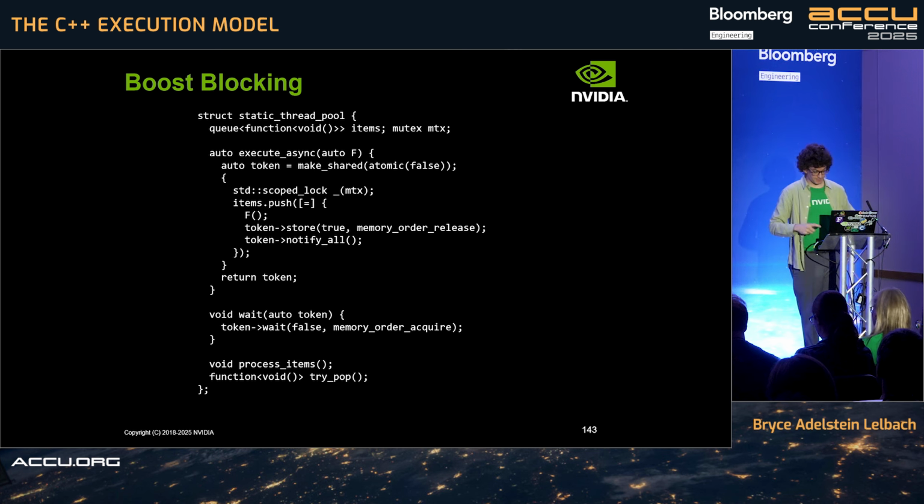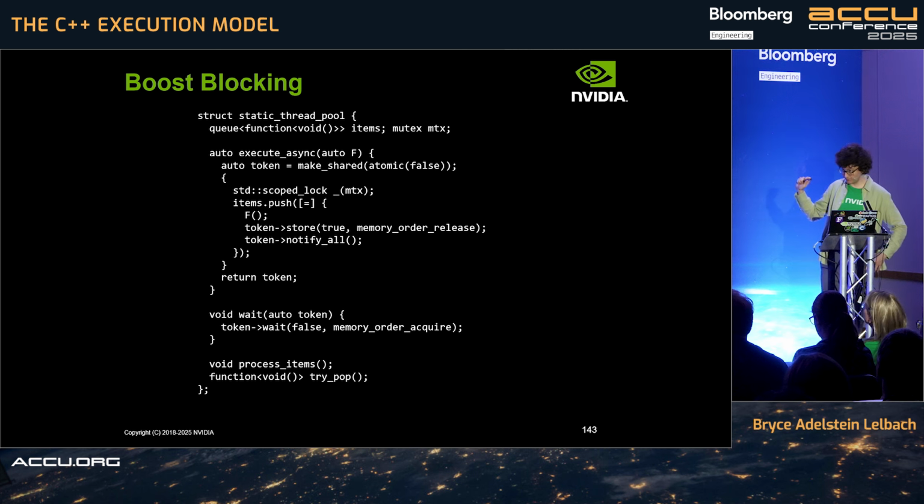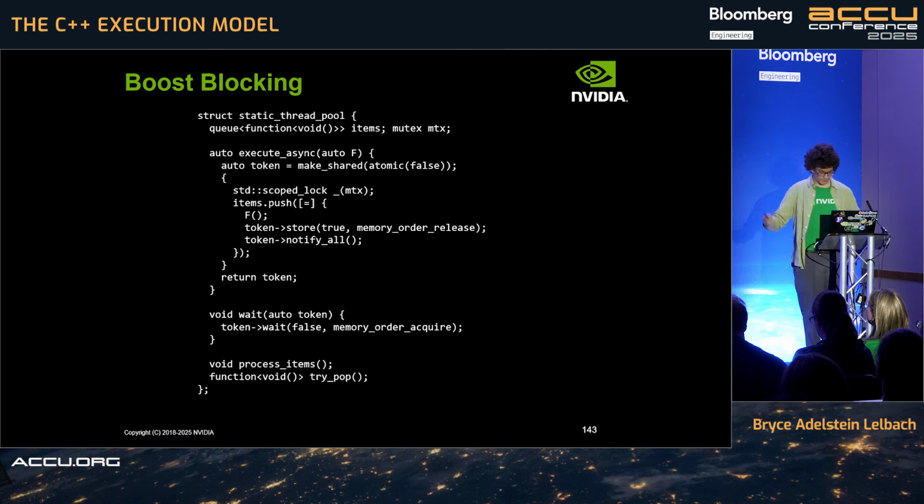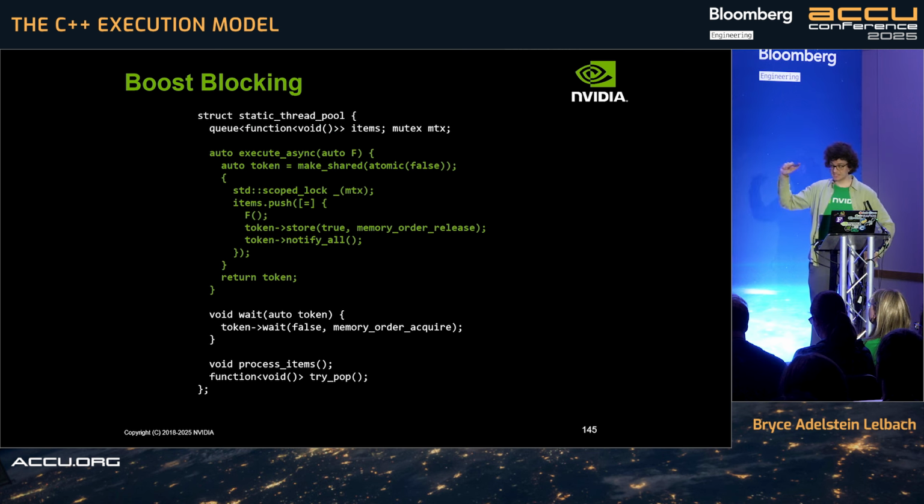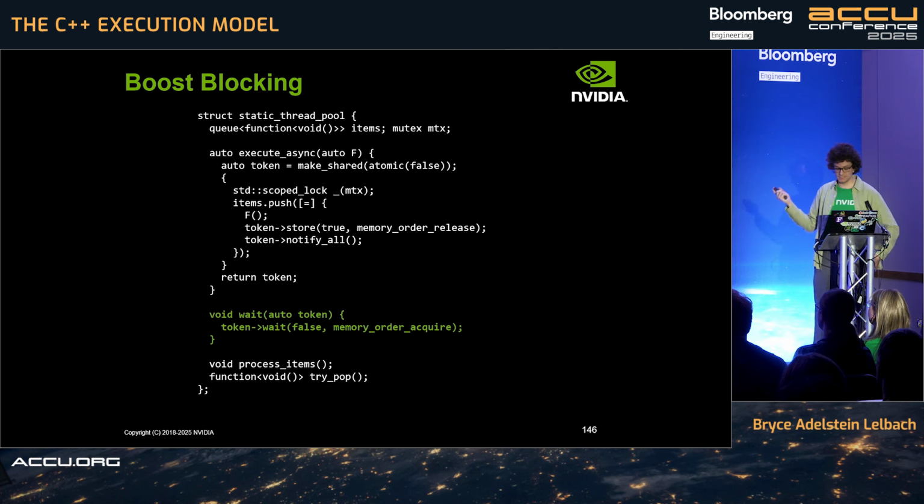So let's work through an example. Here's a simple implementation of a thread pool with a fixed number of workers. So we have a queue of callables and a mutex. And execute async enqueues a callable and returns a shared pointer to an atomic bool that will be set to true once the work item has been executed. This is a poor man's future or sender. It's fine. Then we have a wait function that takes one of the tokens returned by execute async and waits for it to be ready.